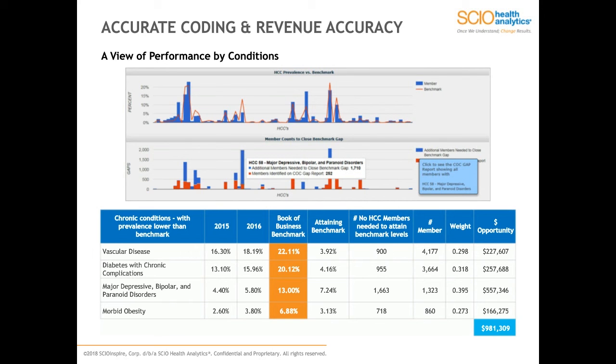It gives me additional information to say, for example, that my greatest opportunity based on this data and comparison is in addressing the major depressive, bipolar, and paranoid disorders. So I look at that as a subset of the activities I need to pay attention to, perhaps doing some additional education and outreach with respect to it.